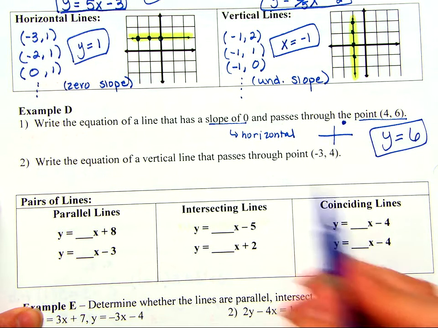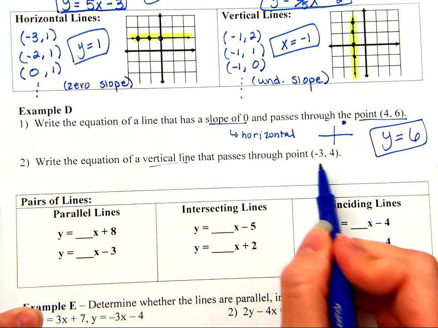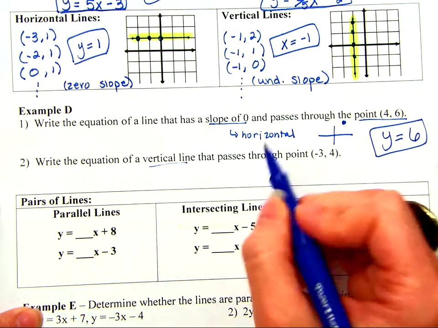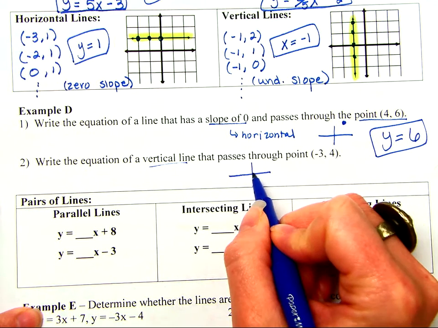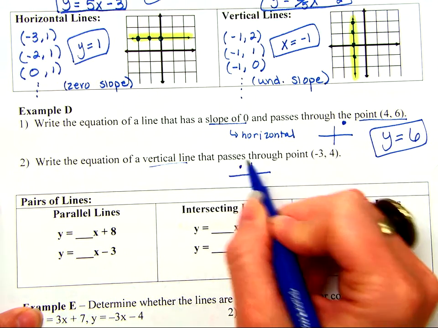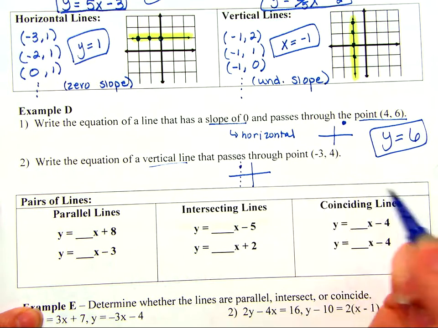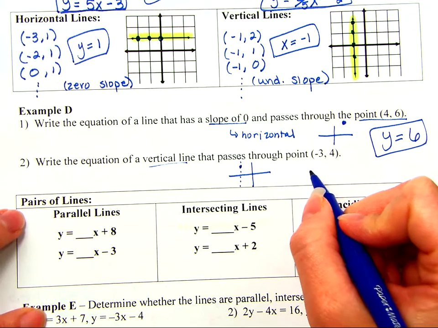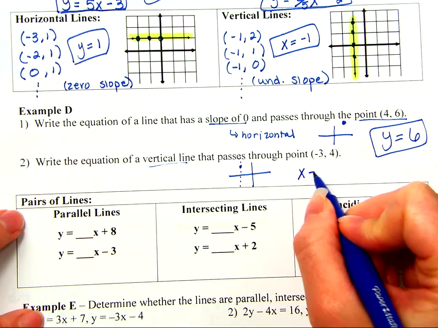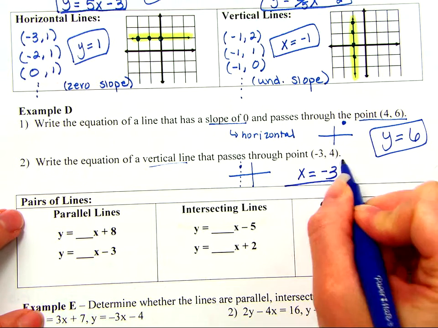The equation of my vertical line passing through the point (-3, 4), again (-3, 4) here. Well, for a vertical line, I'm always going to have to be 3 units to the left, and so my equation is simply going to be x equals negative 3.